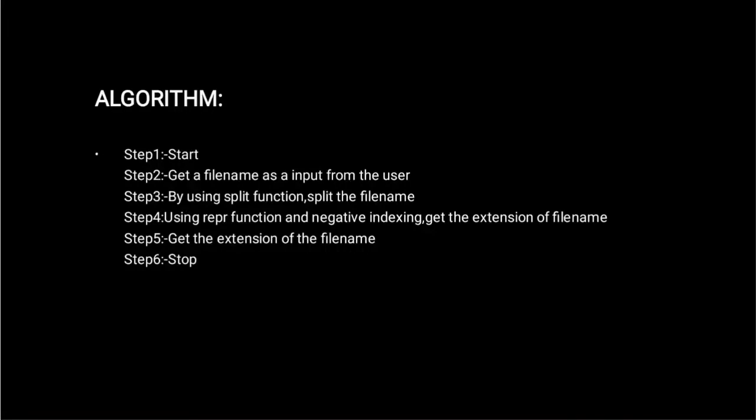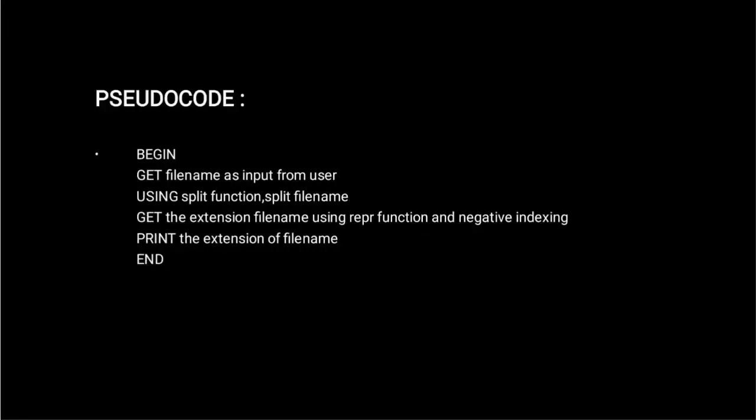Step 6: Stop. Pseudocode. Begin. Get file name as input from user. Using the split function, split the file name, get the extension of the file name using the rsplit function and negative indexing, print the extension of the file name. End.